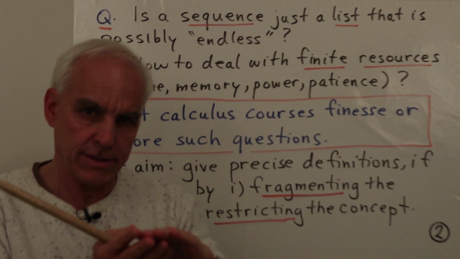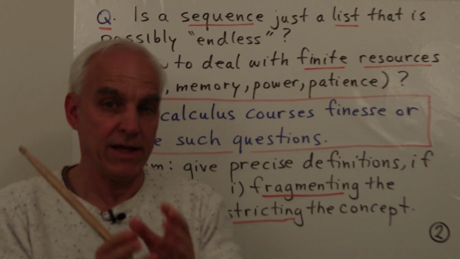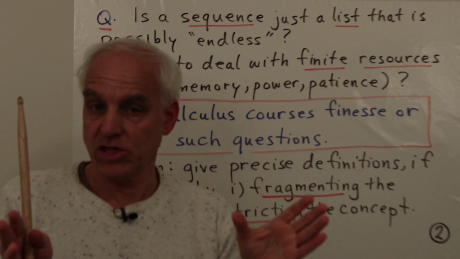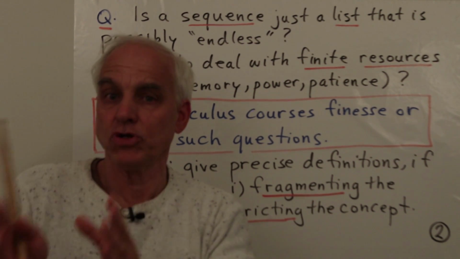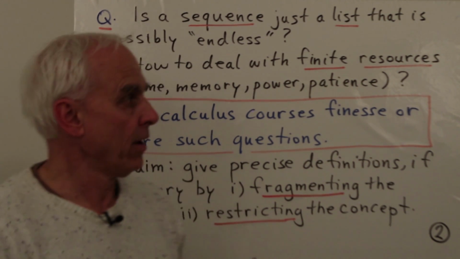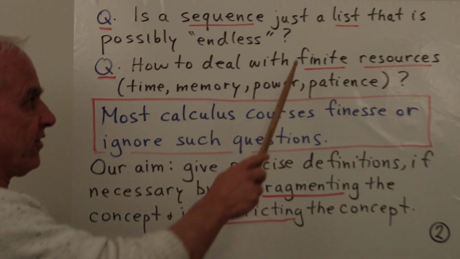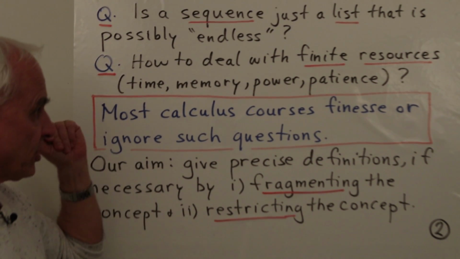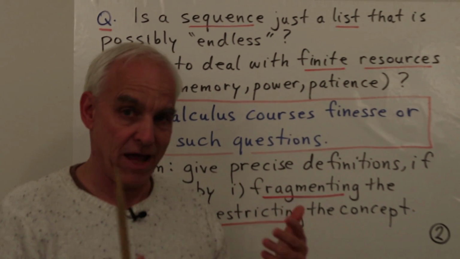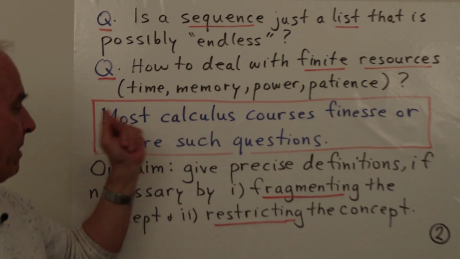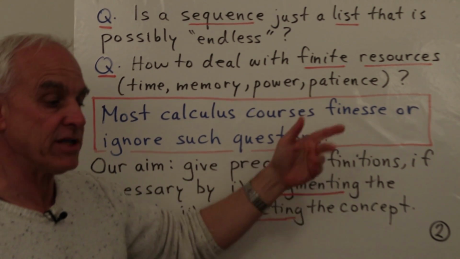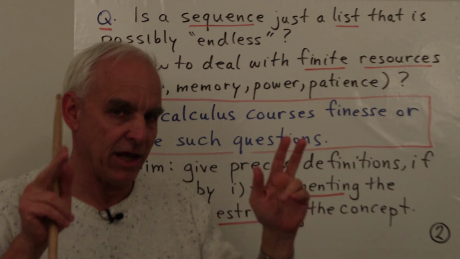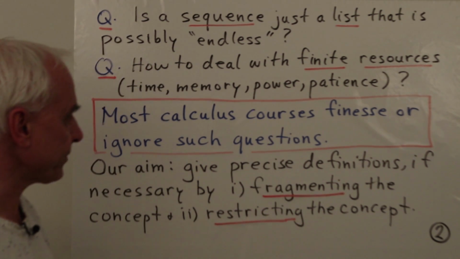Another question is, what is the relationship between the idea of a sequence that we're trying to formulate and the idea of a list? In the finite situation, are these essentially the same thing, or is there some crucial difference between a sequence and a list? And an infinite sequence, whatever that is, is that just a list that is possibly endless? And then there's questions of how to deal with the fact that we generally have finite resources. We have finite amounts of time, memory, power, patience at our disposal. So how are we going to really get at what we'd like to think of as infinite sequences?